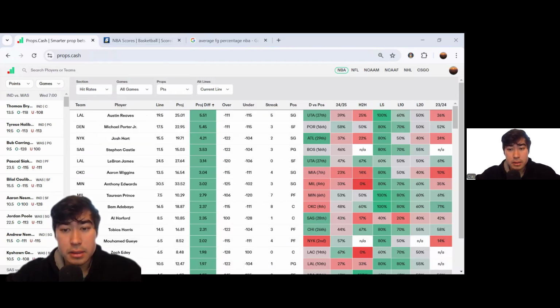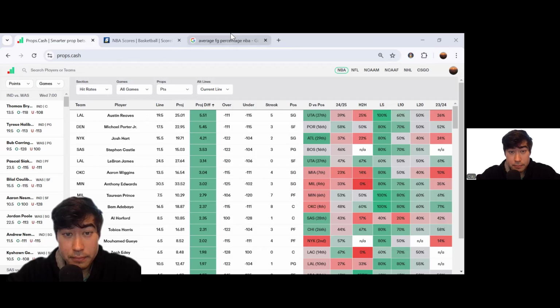I haven't really looked at the slate yet, so this is what we're looking at. For the field goal attempts, say Jalen Duren's line is 12 and a half, but he's averaging 13 field goal attempts a game, then we like the over because it's over 12 and a half.